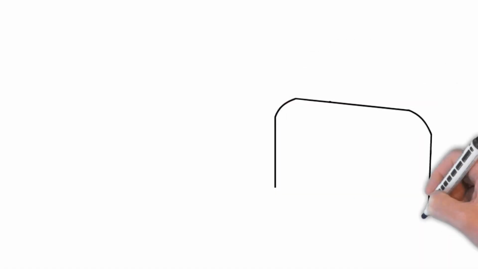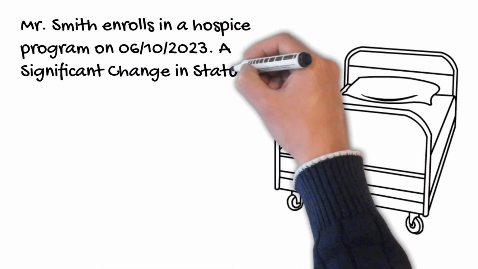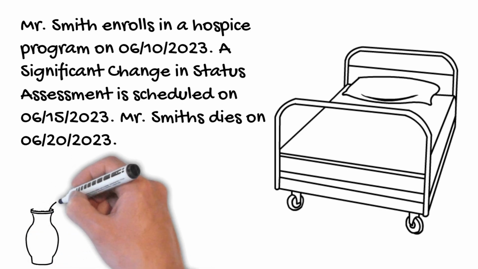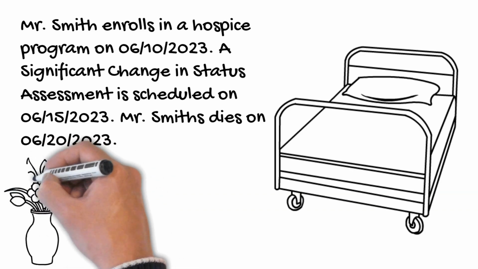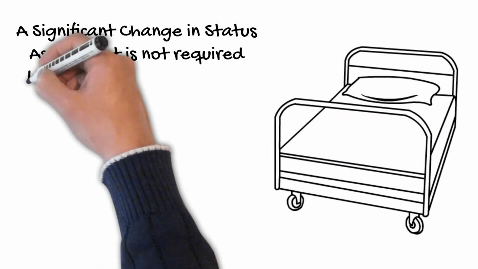This concept also applies to other OBRA required assessments when a resident either discharges or dies within the completion window. For example, let's say you have a resident, Mr. Smith, who signs on the hospice on June 10th. You go ahead and you schedule a significant change in status assessment for him 5 days after the enrollment date. But unfortunately, Mr. Smith expires on June 20th, which is less than 14 days since a significant change in hospice enrollment.